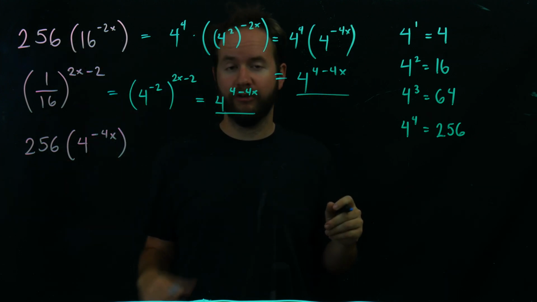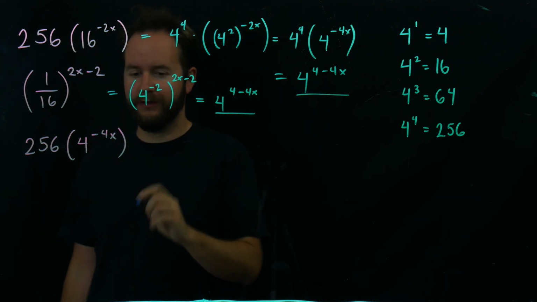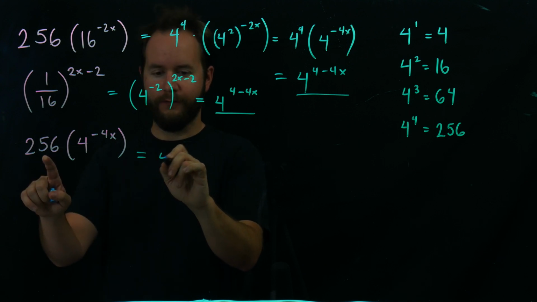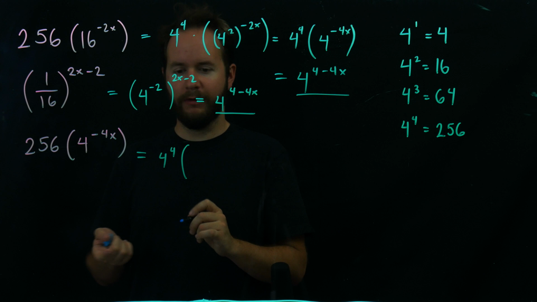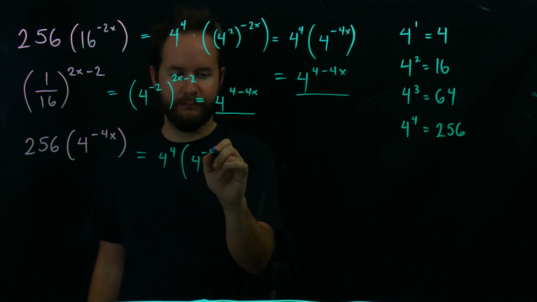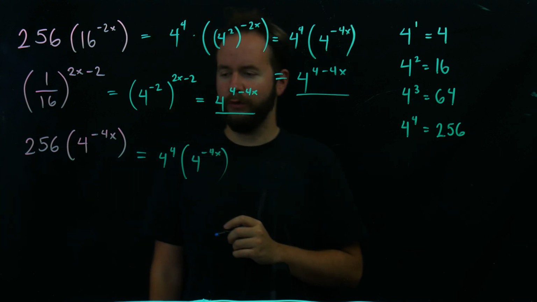Let's see if this third expression also matches. I'm going to start again with the 256 is better known as 4 to the 4th. I don't actually have to rewrite 4 to the negative 4x at all. I can leave that as is. He's chilling as a base 4, so we're good.